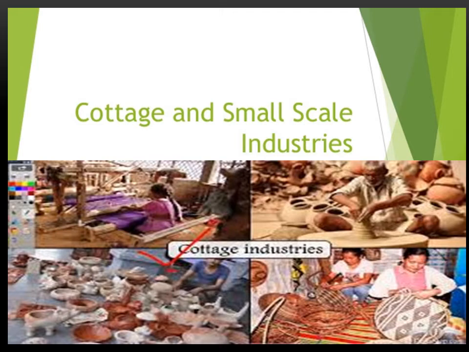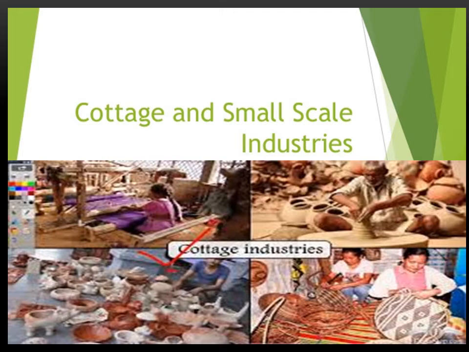Cottage and small-scale industries. A cottage industry is a small scale, decentralized manufacturing business often operated out of a home rather than a purpose built facility. Cottage industries are defined by the amount of investment required to start as well as the number of people employed in it. These small scale industries are those in which the manufacturing, production, and rendering of services are done on a small, or we can say micro, scale. These industries make a one time investment in machinery and plants.